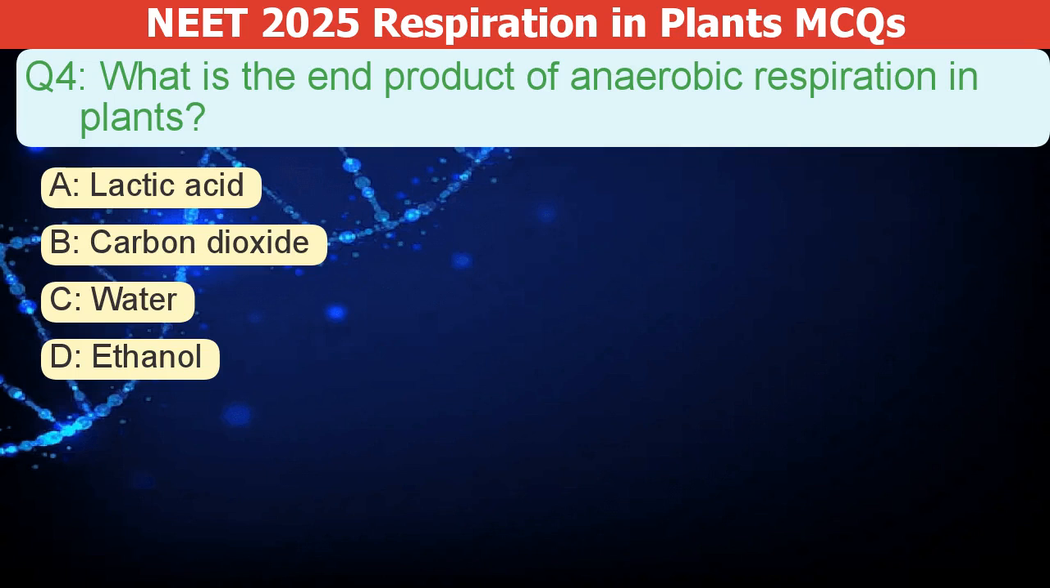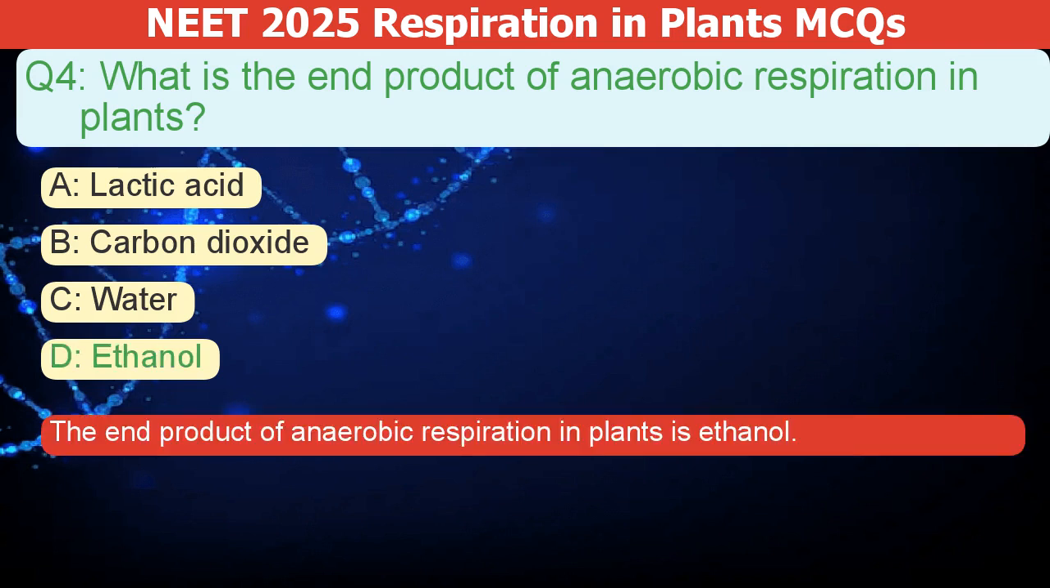What is the end product of anaerobic respiration in plants? A. Lactic acid. B. Carbon dioxide. C. Water. D. Ethanol. The correct answer is D. The end product of anaerobic respiration in plants is ethanol.